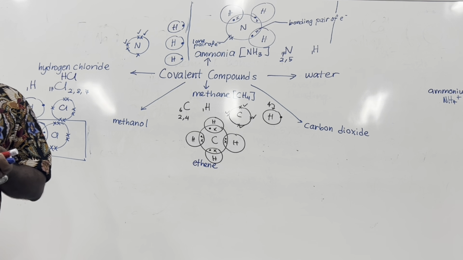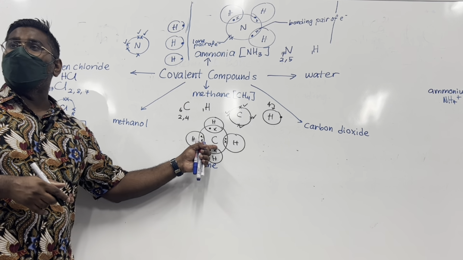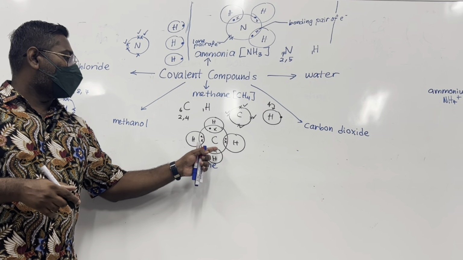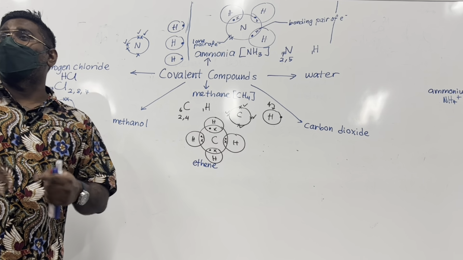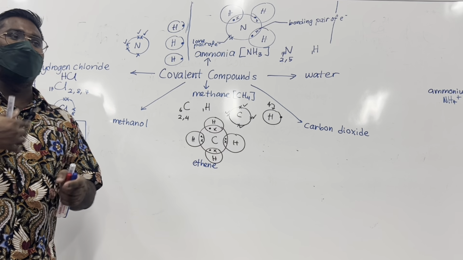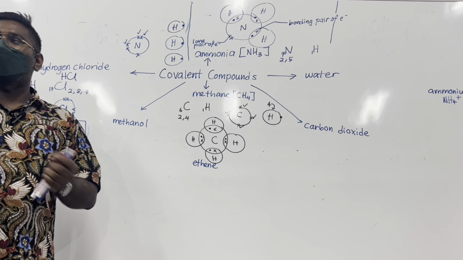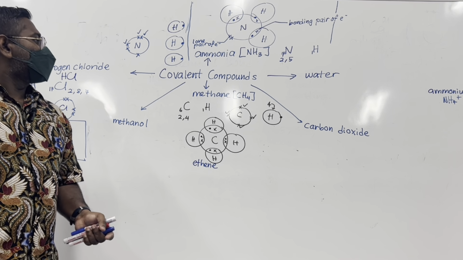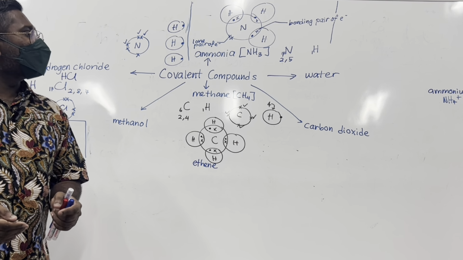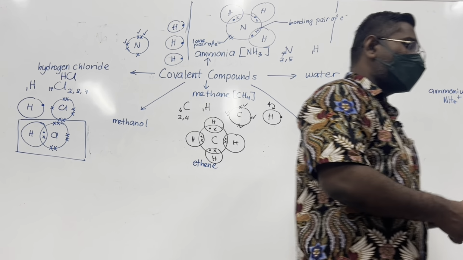There is no lone pair over here because carbon now will have a total of 1, 2, 3, 4, 5, 6, 7, 8. Octet structure has been reached. Hydrogen has duplet structure. They have reached duplet structure. They are both happy. So that's methane. Let's have a look at water, something common.